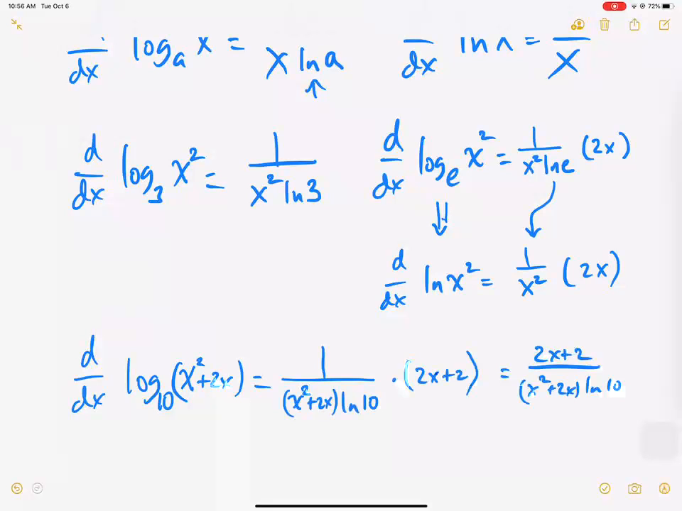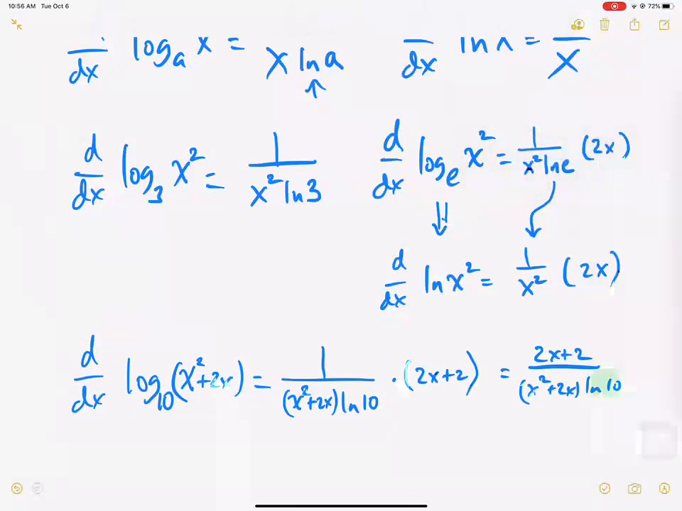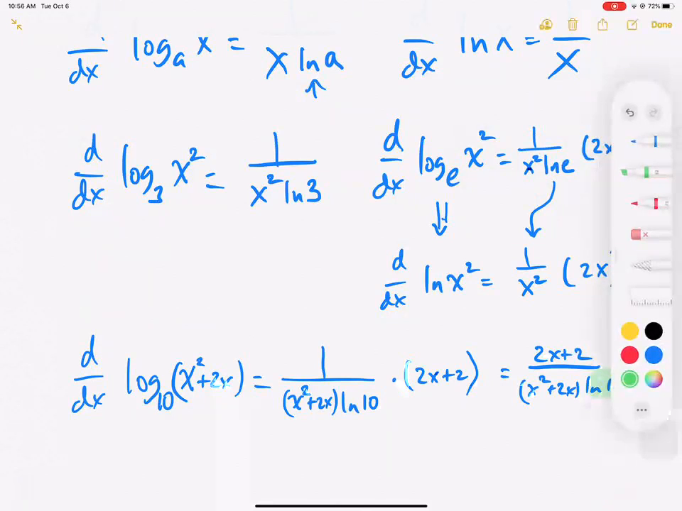Okay. A couple things to make note. You cannot take the natural log of 10. So we are stuck here. That's just what it is. And then you cannot divide this out.